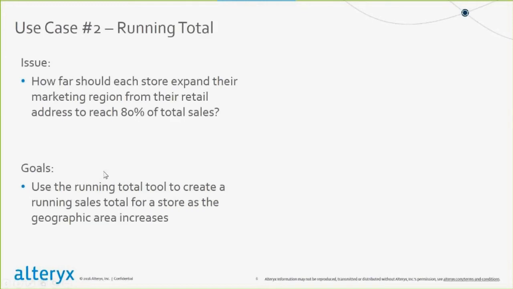The second use case that we're going to be running today is we're going to try to decide how to develop a marketing region. This marketing region is going to be defined as how much of our customers account for 80% of our total sales as they start to grow. For example, if I was looking at a radius of a quarter mile from my store, does that account for 50%, 60%? How big does that radius need to be until we capture 80% of our total sales? And we are going to use a running total tool to help create that.